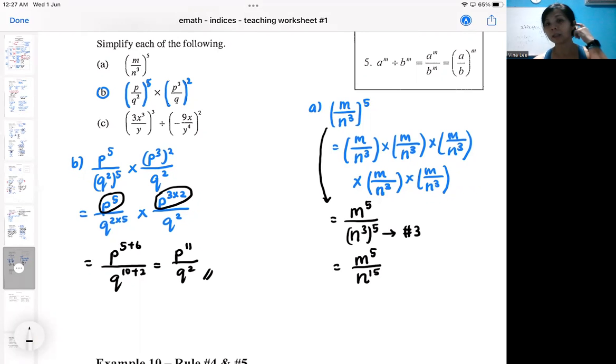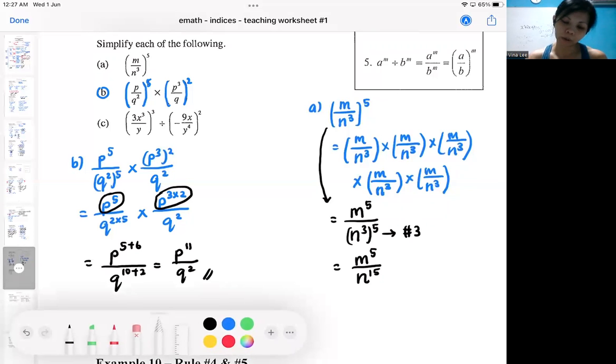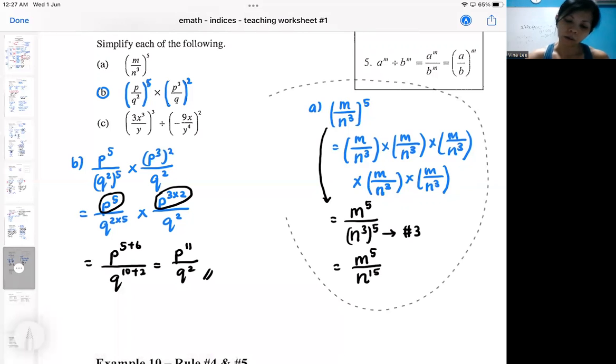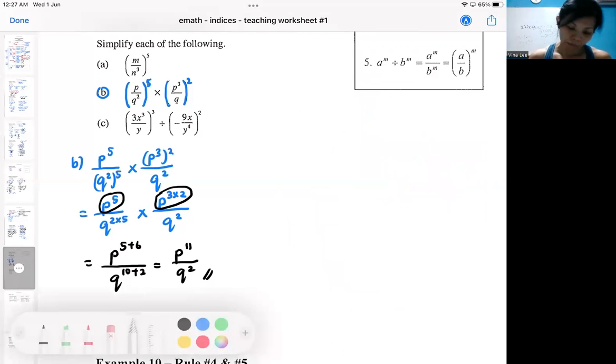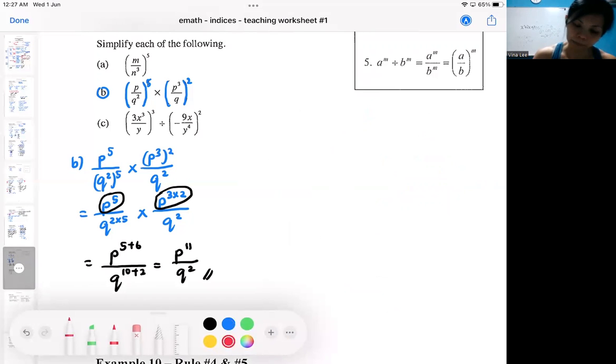Part C is a divide. So when we are dealing with a divide and there's a fraction involved, there's a power involved, you've got to be careful because when we divide a fraction, we can do a reciprocal. So you've got to be very clear when you are doing a reciprocal or when you are not doing a reciprocal. So let's observe part C.